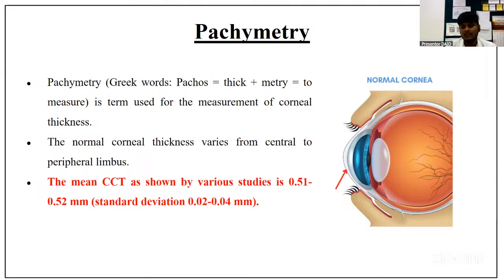Then the normal corneal thickness varies from central to peripheral limbus. So the mean central corneal thickness as shown by various studies is 0.51 to 0.52 millimeter. So the standard deviation is about 0.02 to 0.04 millimeter.